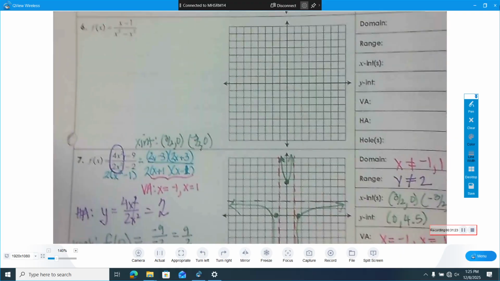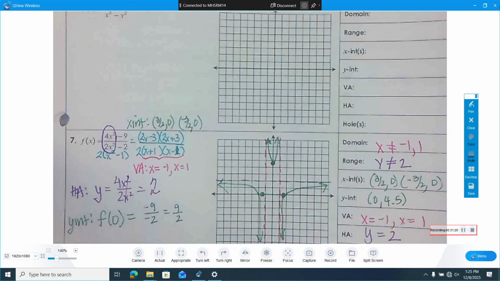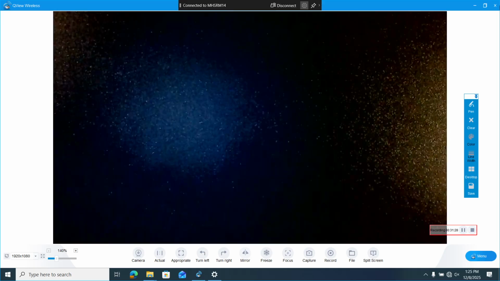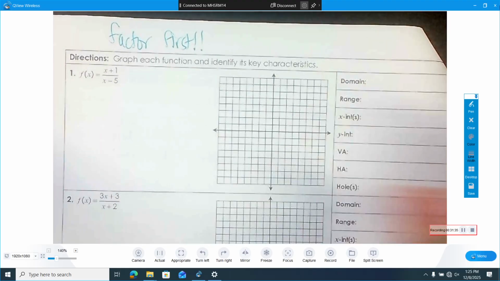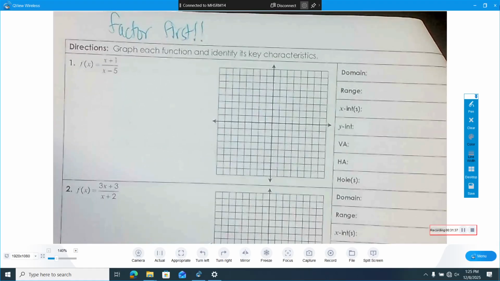All right. How are you doing with this so far? Can you be done? We've got to go back and do this first one. Turn backwards to number 1.